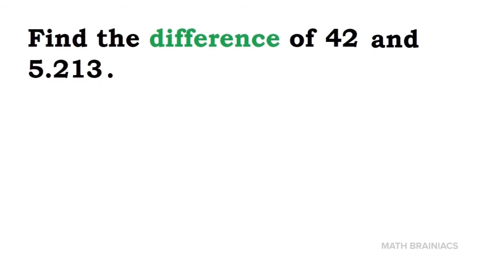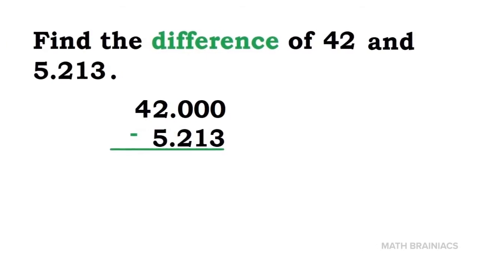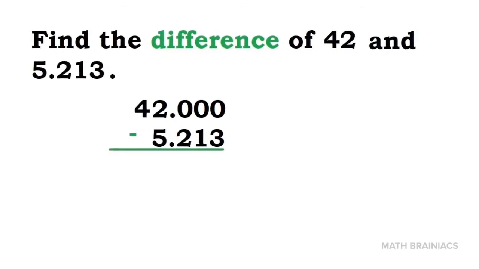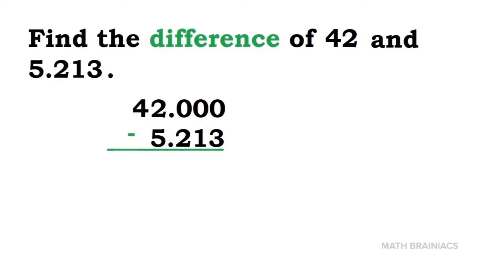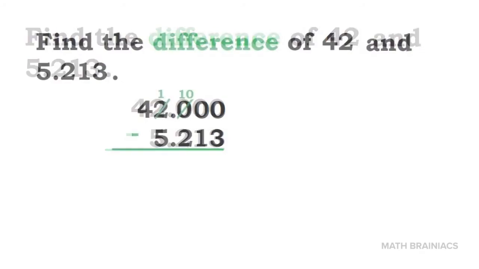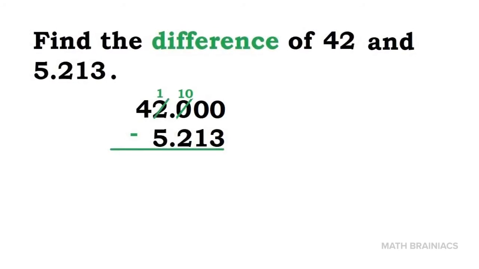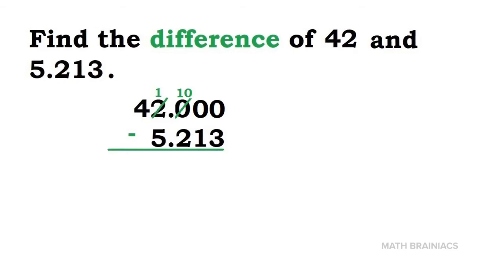Find the difference of 42 and 5.213. We are going to write down the numbers vertically and put in zeros so that the minuend and subtrahend after the decimal point will have the same length. Accordingly, we cannot subtract 3 from zeros, and we cannot borrow 1 from zeros. So, we're going to start borrowing 1 from the real number 2.